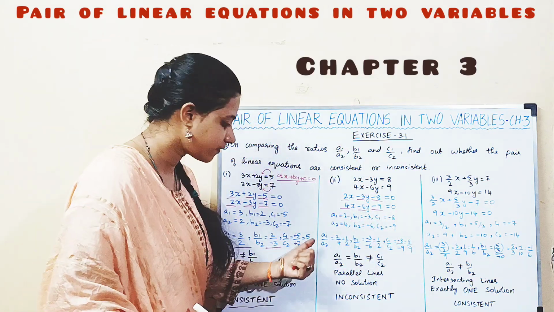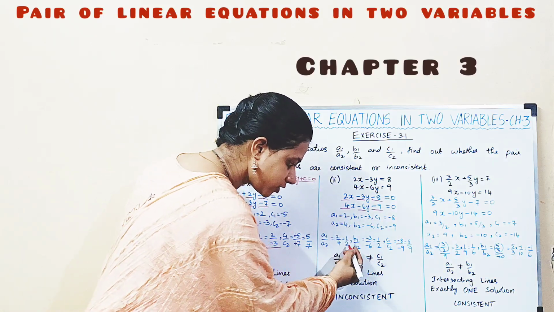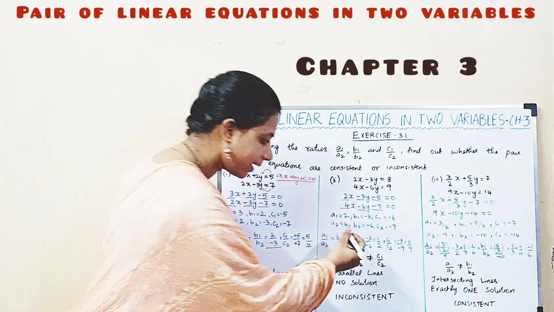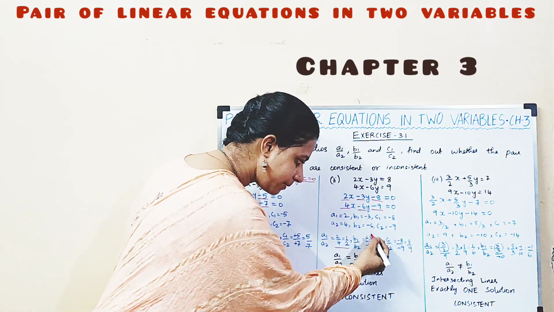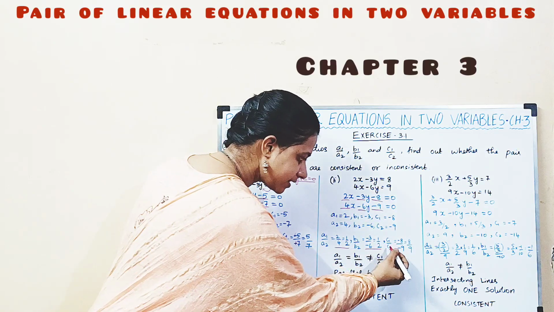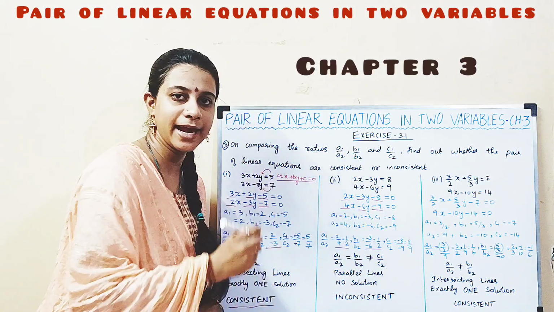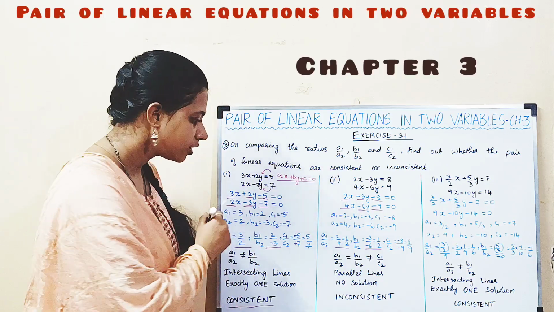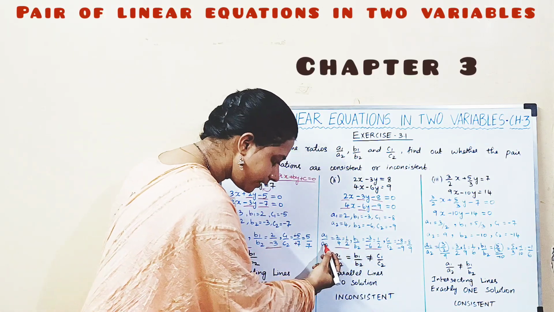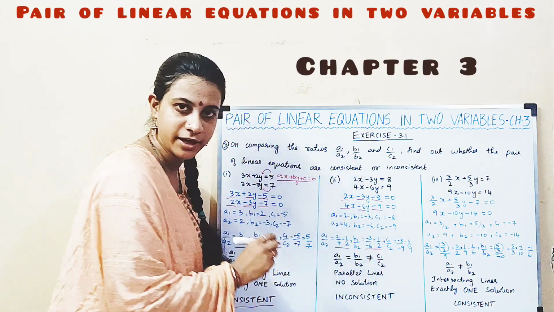Okay, now let us find out the ratios. a1 by a2 is equal to 2 by 4, which is nothing but 1 by 2, and b1 by b2 is equal to minus 3 by minus 6, which is equal to 1 by 2 again, and c1 by c2 is equal to minus 8 by minus 9, which we can write as 8 by 9. Okay, so here clearly we can see that a1 by a2 is equal to b1 by b2 is equal to 1 by 2.